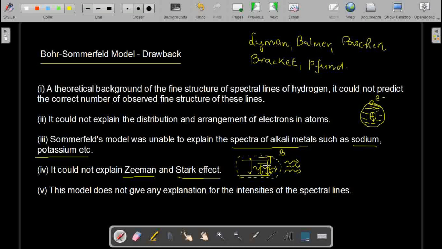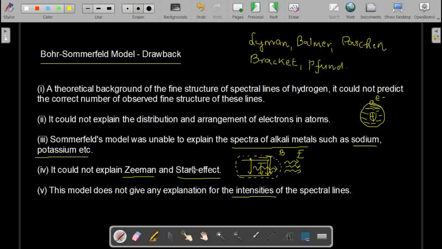Stark effect is something similar. We are not placing it in a magnetic field, rather we are placing it in an electric field, and we see a similar observation. So these could not be explained by the Bohr-Sommerfeld model. And finally, although it can talk about the Lyman, Balmer, Paschen, Brackett lines, and it can talk about the fine structure of the hydrogen atom, it could not predict the number of lines, and at the same time, it could not tell you the intensity of these spectral lines.